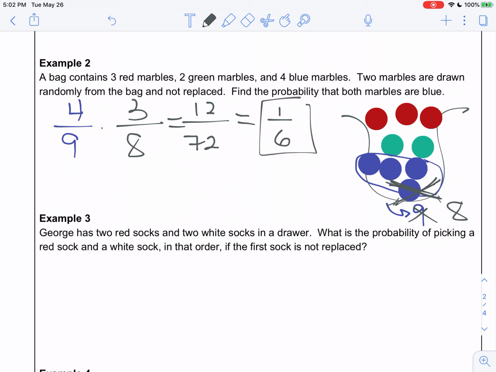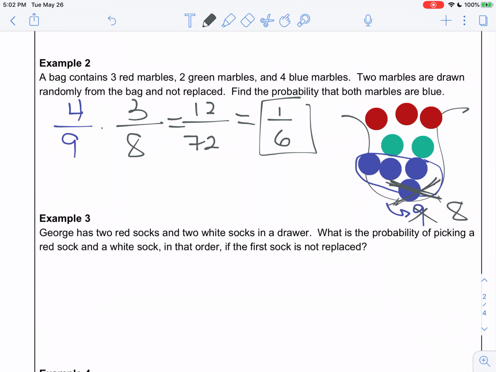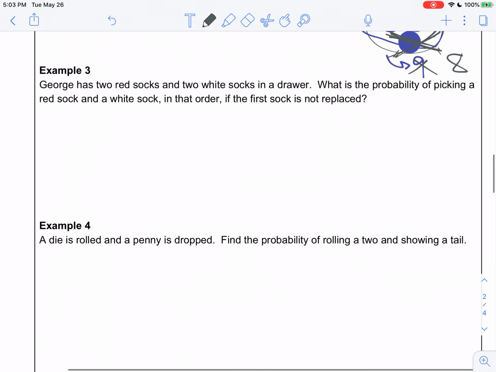So the probability that both the marbles are blue is 1 out of 6. And remember, if we're doing our blackboard formative, you would divide this out, get your decimal, and round to 2 places after the decimal. All right, cruising along, example number 3.